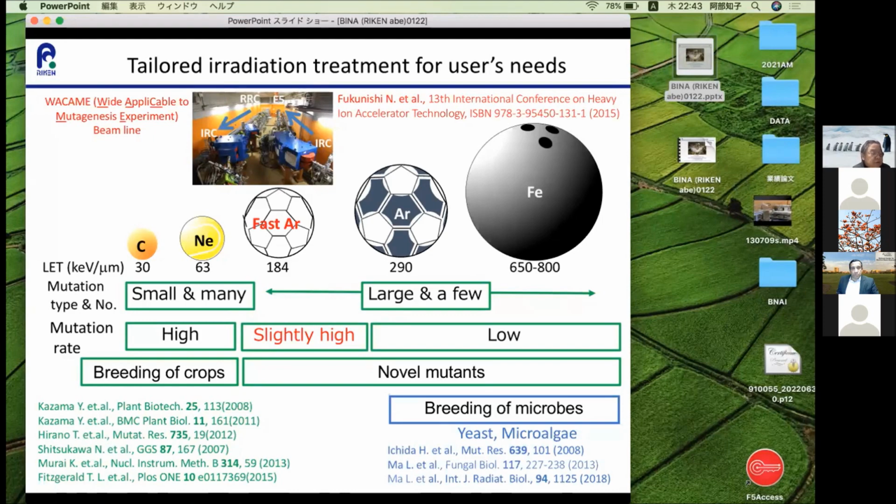We built a new beam line to increase available ions with higher LET and longer range. We can use argon ions with LET 184 for plant breeding. We will develop a unique technology for mutation induction using these various ion beams.